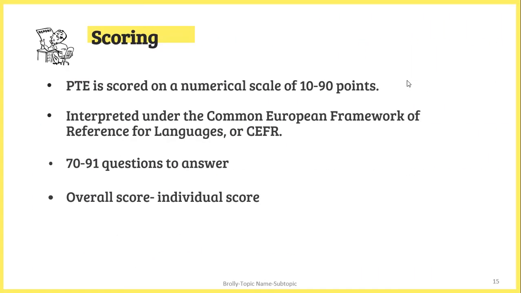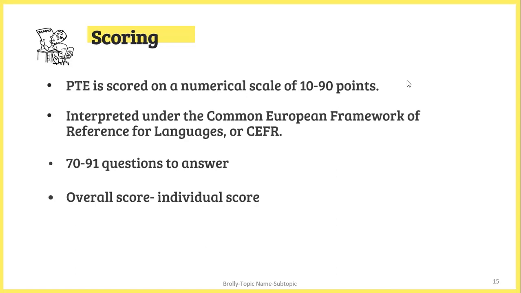Coming to the scoring method of PTE. PTE is scored on a numerical scale of 10 to 90 points, unlike the band score applied in TOEFL and IELTS. The PTE score is then aligned under the Common European Framework of Reference for Languages, the CEFR. You will have to answer 70 to 91 questions, and the number varies because each test has a different set of questions with a different number of items to be answered.